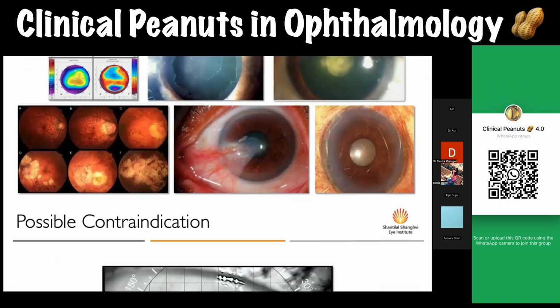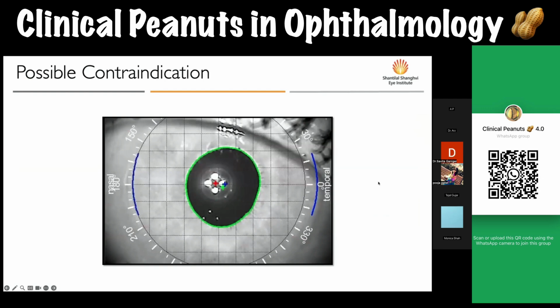Now, another thing, not absolute, but which has to be thought about prior to placing toric lenses, is the angle alpha. I'm sure a lot of you have heard and read about this in multiple videos online. Basically, angle kappa is what we consider for laser vision correction, and angle alpha is what we consider when we're placing these premium toric lenses. Angle alpha is basically the angle between the center of the limbus, that is these two blue lines, and the visual axis, which is this red cross.